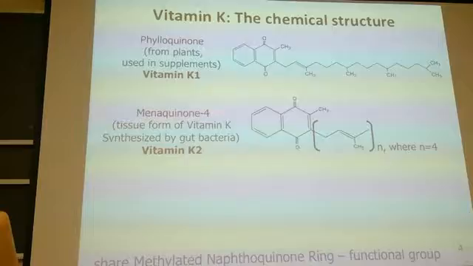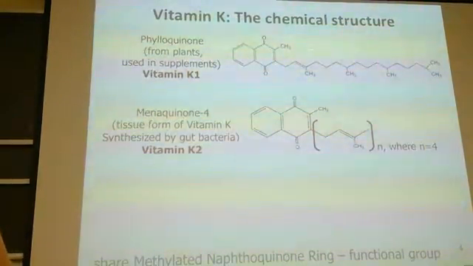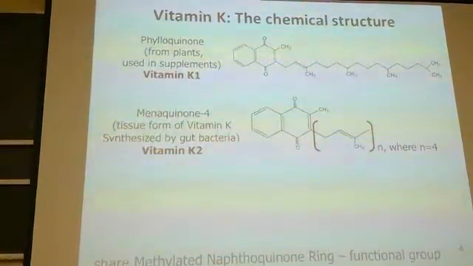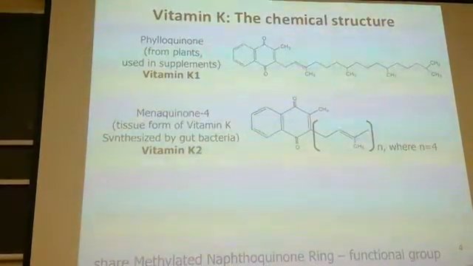And so it's easy to see why this would be a fat-soluble vitamin, given these very long, in some cases extremely long, hydrocarbon branch chains, right? They appear a lot like fats, really long fats. So this form is synthesized by our gut microbes, and it's also present in our tissues. Our tissues can convert phylloquinone, this vitamin K1, into vitamin K2.